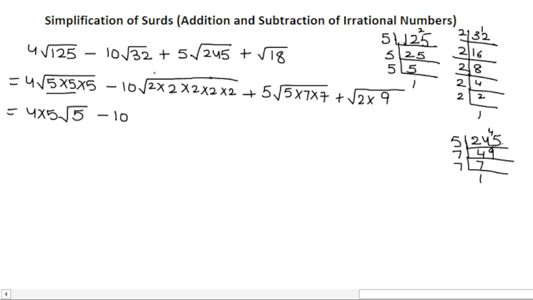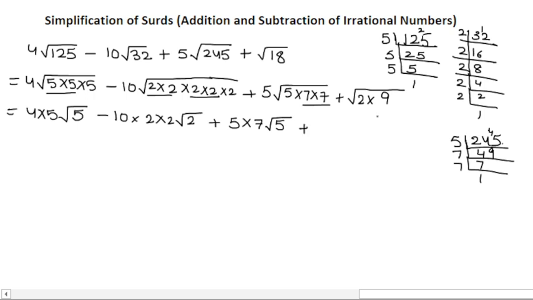Minus 10. The same logic is applied here. I make pairs of two numbers. So I have 2 times 2 is 4. Square root of 4 is 2. Again 2 times 2 is 4. Square root of 4 is 2. The unpaired 2 remains inside. Here I have a pair of 7. 7 times 7 is 49, and the square root of 49 is 7. 7 times 5. The unpaired number is left inside.